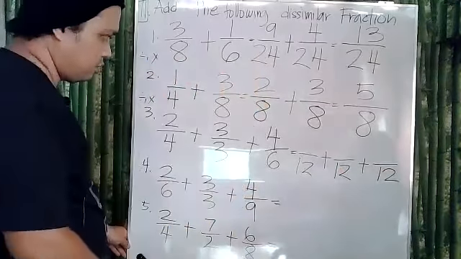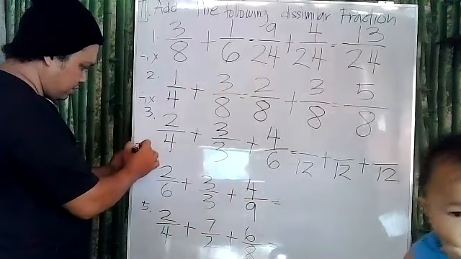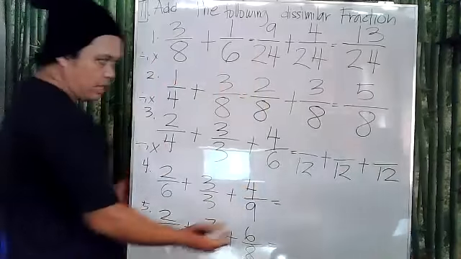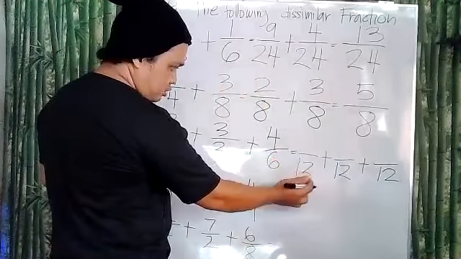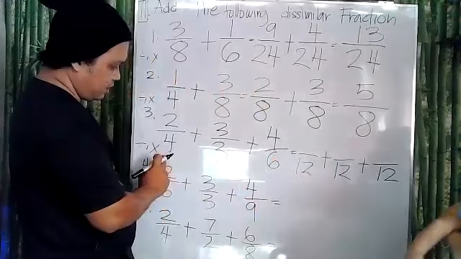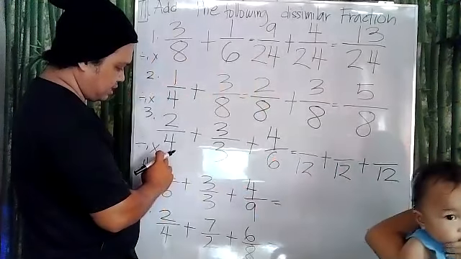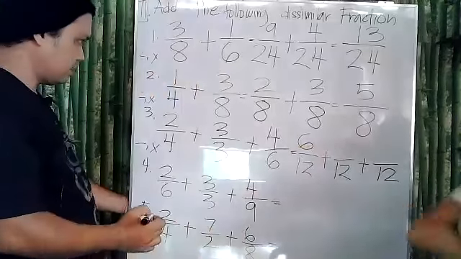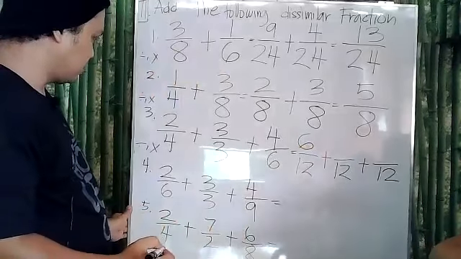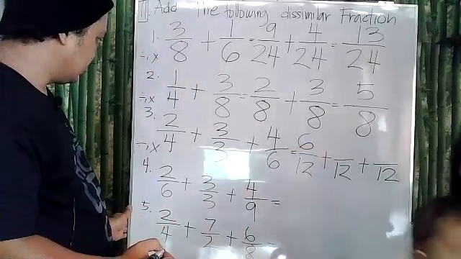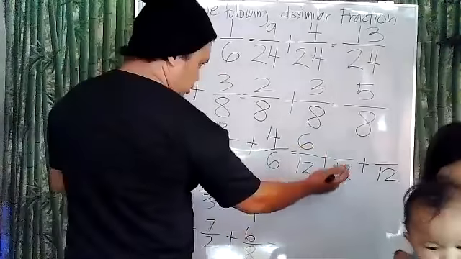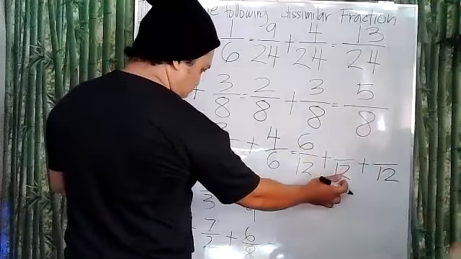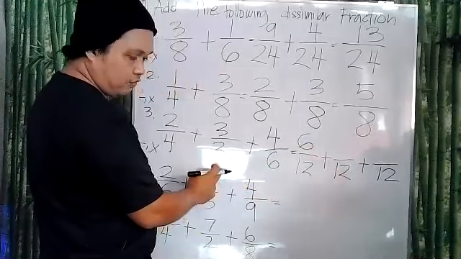So to get their new numerators now, we divide and multiply. To get the numerator here, we divide 12 divided by 4 is 3, and 3 times 2 is 6. So we have here 6 over 12. Next, to get the numerator here, we divide and multiply. 12 divided by 3 is 4.